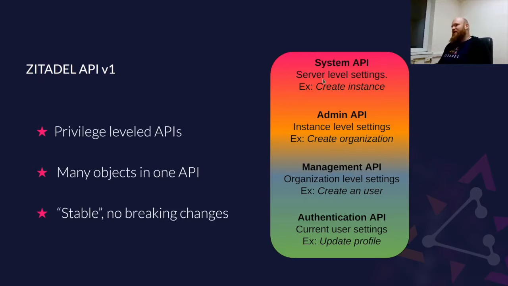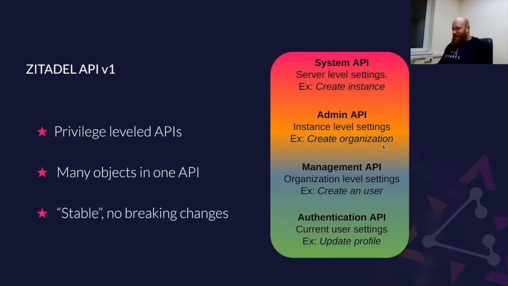With level API, we mean that there are different privileges, different levels of management. On the lowest level is the system API, where only server level settings can be changed, for example, creating an instance. This is usually only applicable for people that host Citadel. On Citadel Cloud, this API is inaccessible, but we do use it for users that would create a new instance.